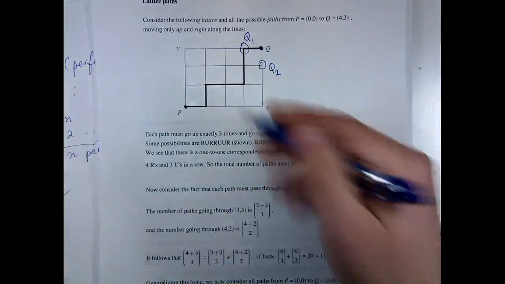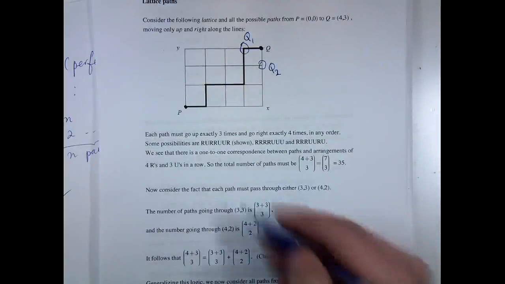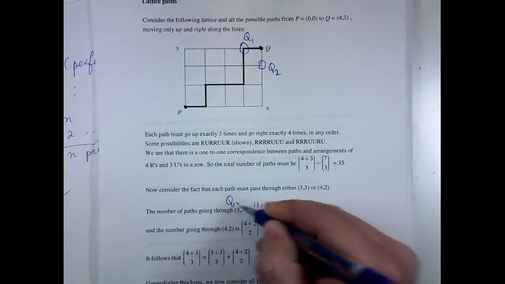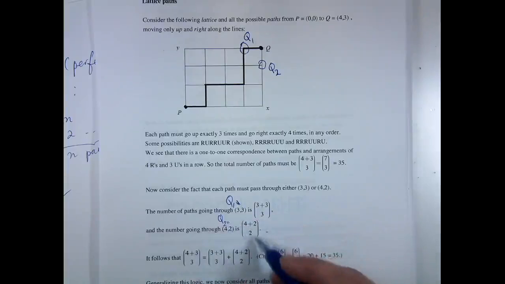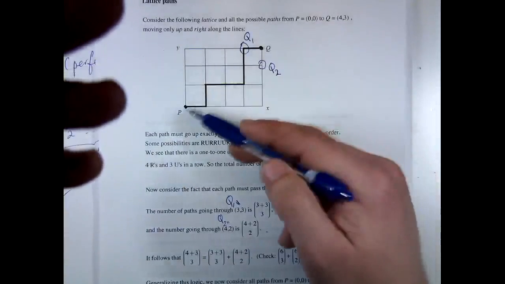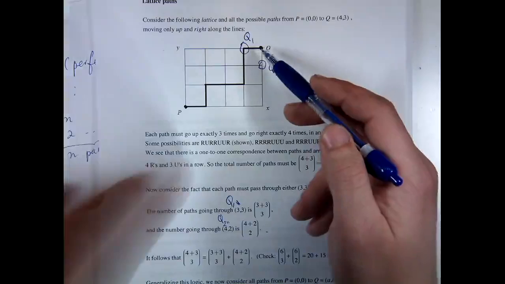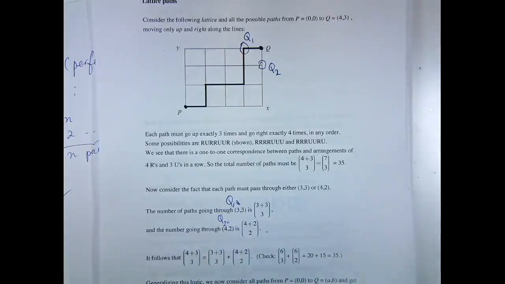And the paths from P to Q1 is 6 choose 3. Paths from P to Q2, so that's Q1, and the paths through Q2 are 6 choose 2. So you just add them up, and that's a 1-to-1 correspondence with the set of all paths of length 7 with 4 rights and 3 ups. So you're dividing according to the last step. You could easily have divided according to the first step, and you would have got the same subdivision.